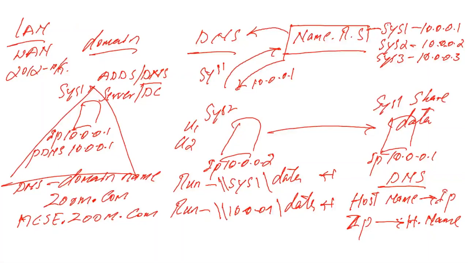Today we are discussing what is the work of DNS service in the WAN, over the internet. And tomorrow we'll discuss what is the work of DNS service in the LAN. Okay, so now we'll see what is the work of DNS service in the WAN.